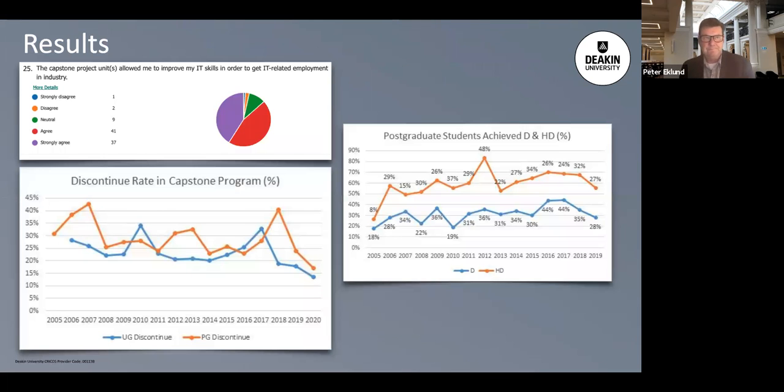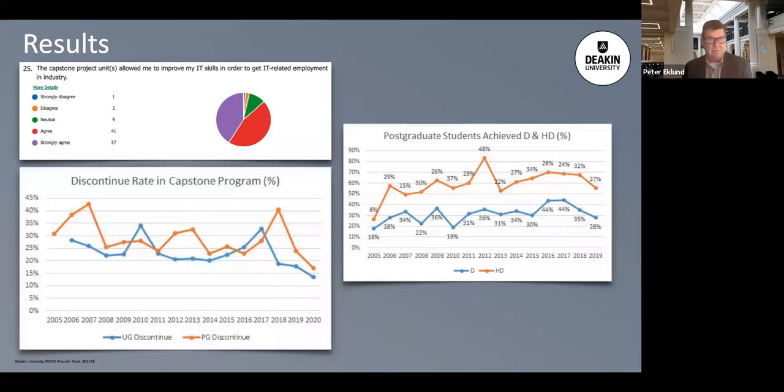What are the results? Early survey results suggest very high levels of student satisfaction, with only 12 from the 90 respondents in 2019 being either neutral or negative to the statement that capstone project units allowed me to improve my IT skills in order to get IT related employment in the industry. So only 12 of 90 students were either neutral or negative to that statement. We've also observed a much lower attrition rate, with the new model down around 20% from peak attrition rates of 2018, which triggered the intervention.